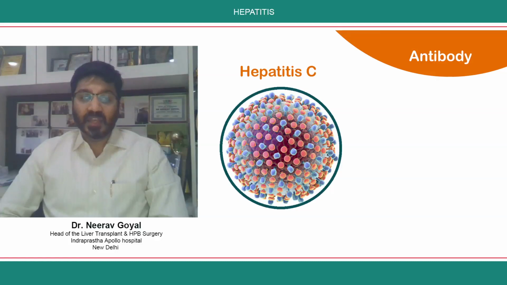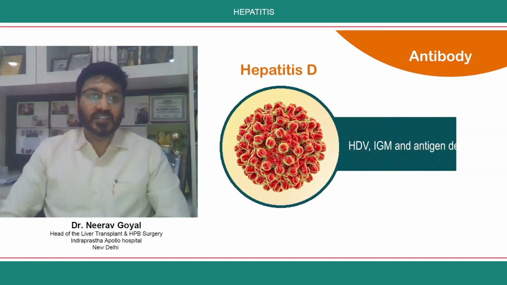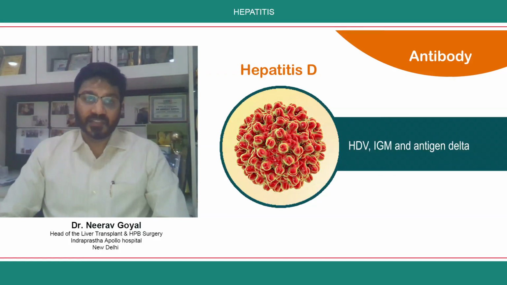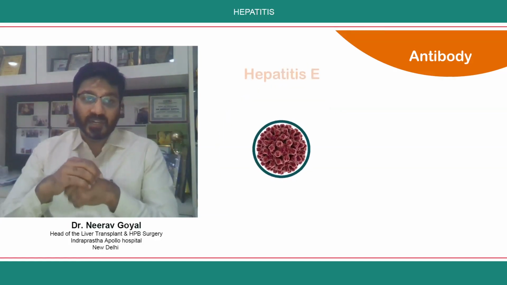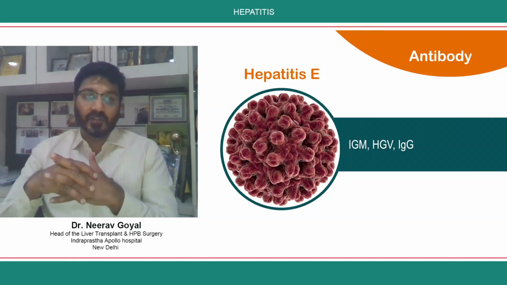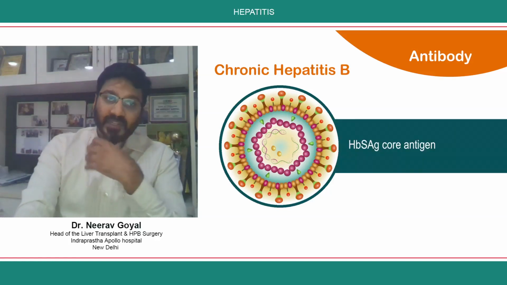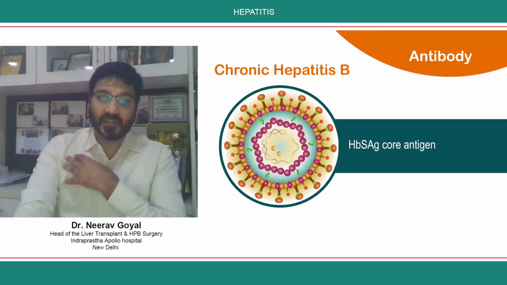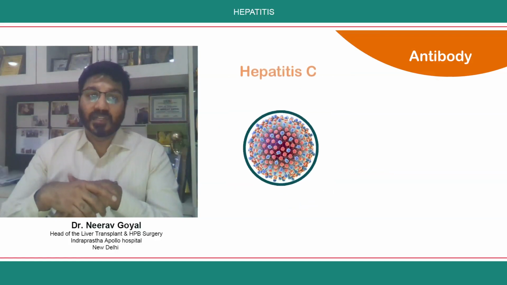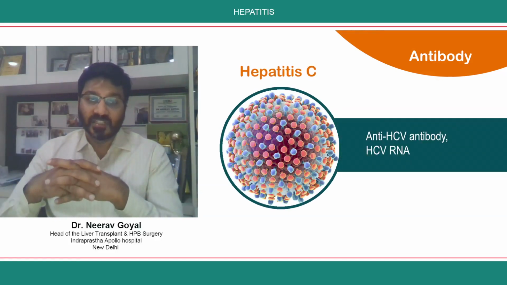For hepatitis C, anti-HCV antibody. For hepatitis D, HDV IgM and antigen delta. For hepatitis E virus, IgM and HEV IgG. And when we are talking about chronic hepatitis, for hepatitis B, again hepatitis B surface antigen and core antibody. Then hepatitis C, again anti-hepatitis C antibody, and also HCV RNA.